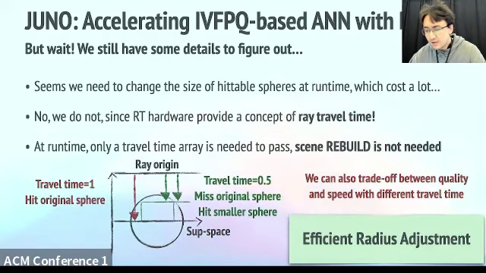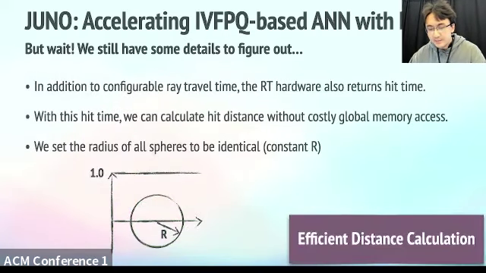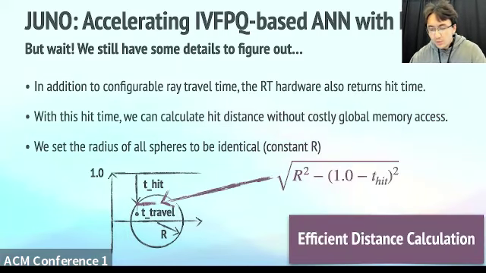Notice that now all radii are set to be an identical constant. The concept of time has another clever utilization. Originally, when we calculate the actual hitting distance, we need to query the coordinates of the sphere from the global memory, which costs a lot. While with the hit time, we can get the actual hitting distance with very simple math, since currently all radii are an identical constant and hit time is stored in the register.